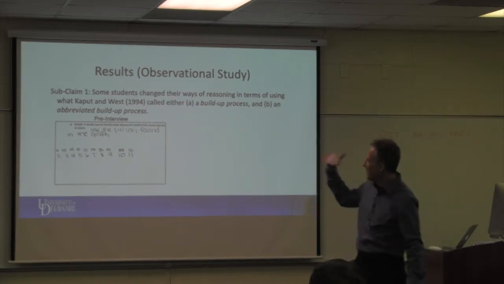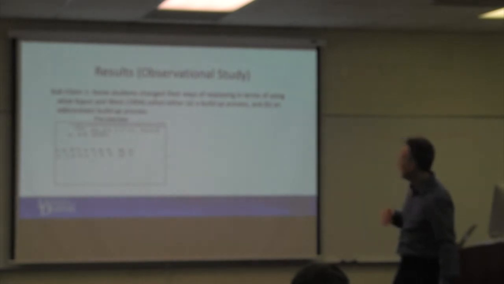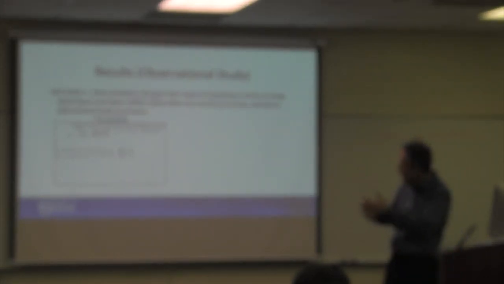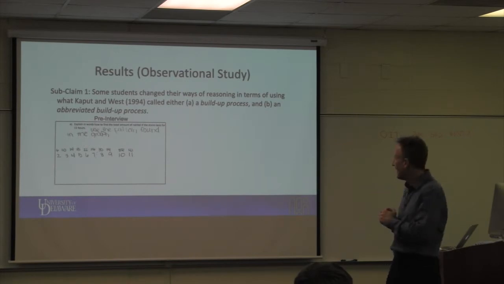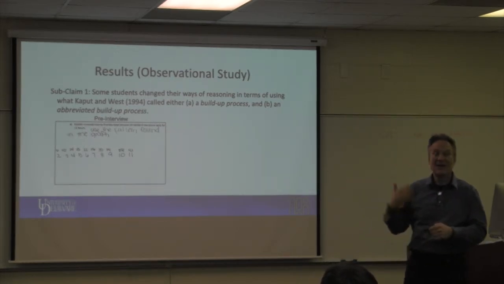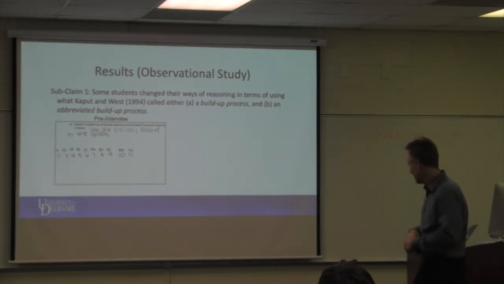This student, on their pre-assessment, was asked about the rainwater problem. To find the 11th hour of rainwater, you can see that they're keeping track of the hours, and every hour they're adding 4 centimeters of rainwater until they get to 11 hours. Caput and West call that a build-up process because you're building up to the answer. What's important here is you're doing this one step at a time, one after another.